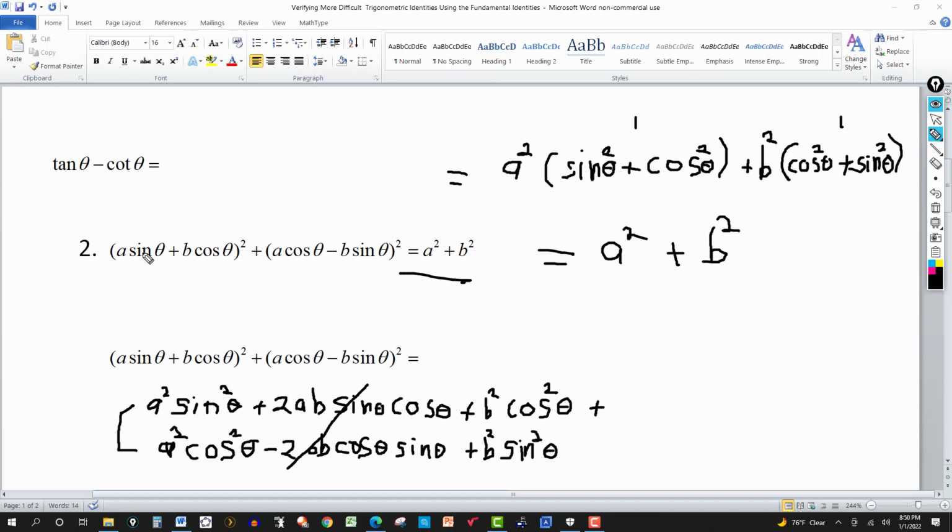We're trying to show that if we perform these operations on the expressions on the left side, we get the right side. So this is it. Now I actually had 4 identities in this particular video. The other 2 are even a little bit more involved than this, so I'm going to leave those for maybe part 2 of this. So I'm going to end the video here.